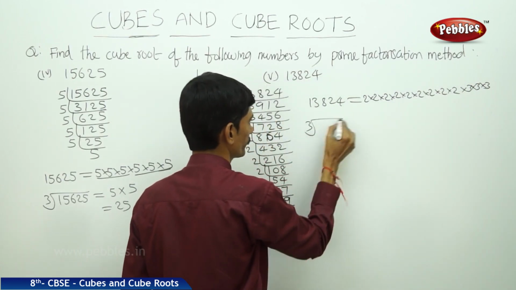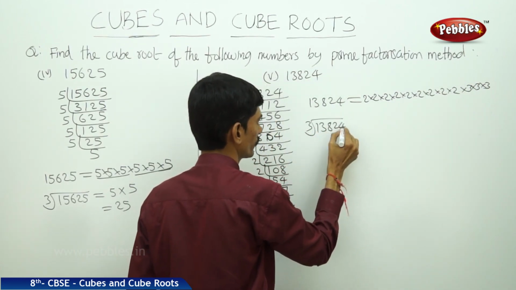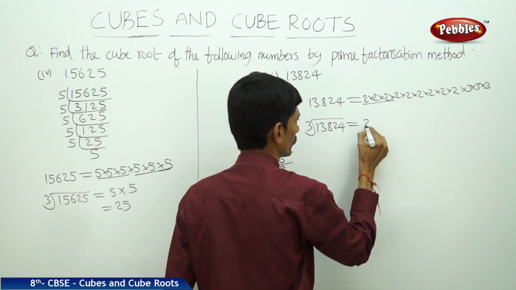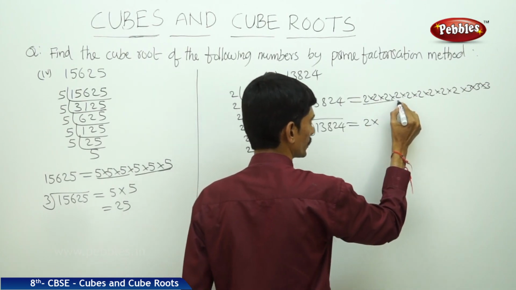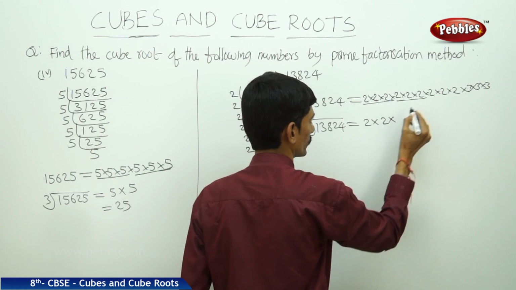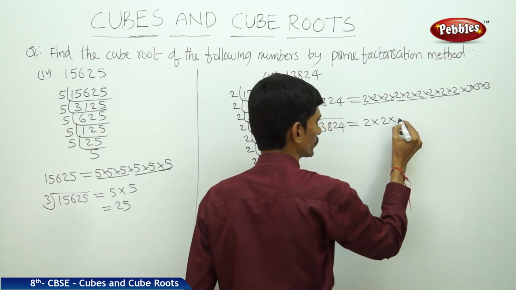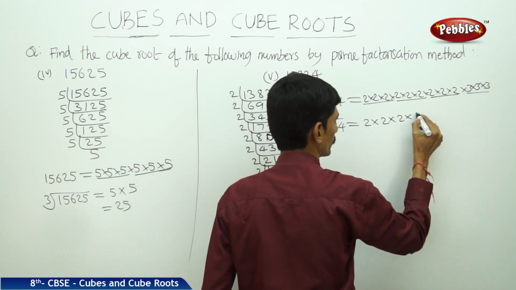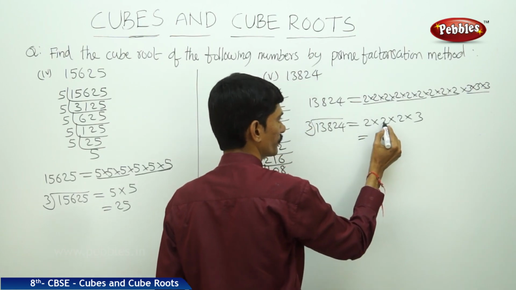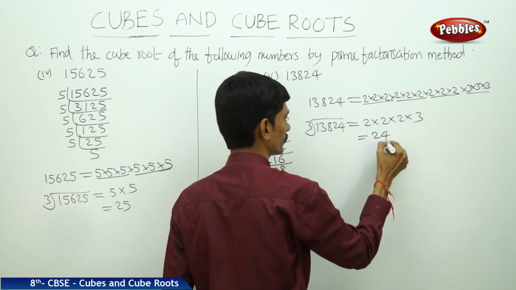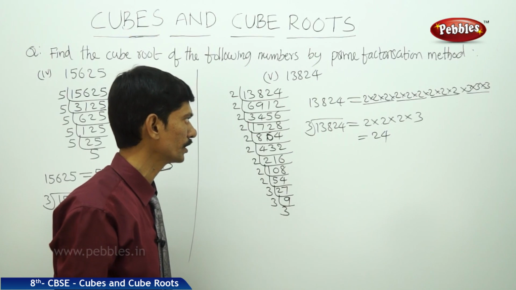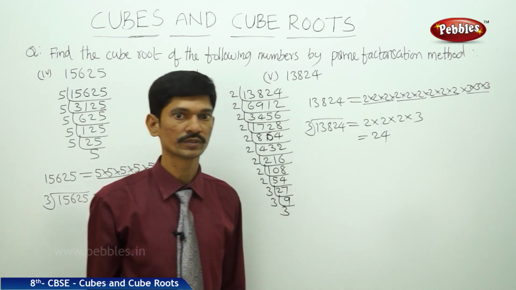Now the cube root of 13,824 equals, for these three 2s we can take one 2, again for these three 2s one 2, into, so 2 2s are 4, 4 2s are 8, 8 3s are 24. So the cube root of 13,824 is 24.